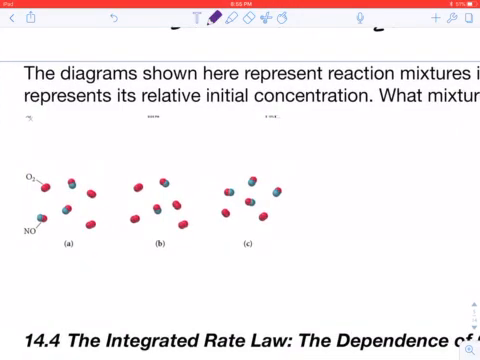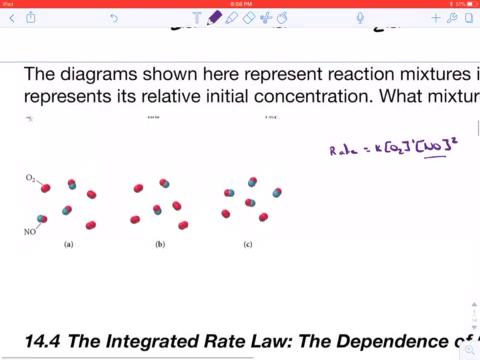We know our rate law is first order with respect to O2 and second order with respect to NO. So we're looking for the one that has the most O2. Or we could plug our numbers in and see for that. That would actually probably be the smartest move. So here we have 3 O2s. So 3 to the first times 3 squared, which would be 9 times 3, which is 27.